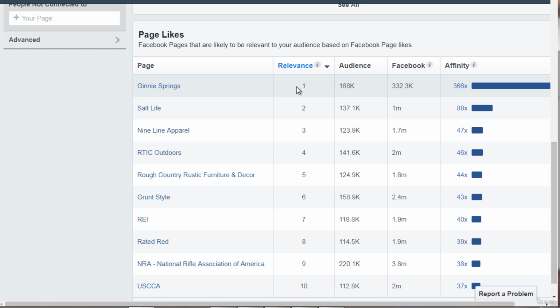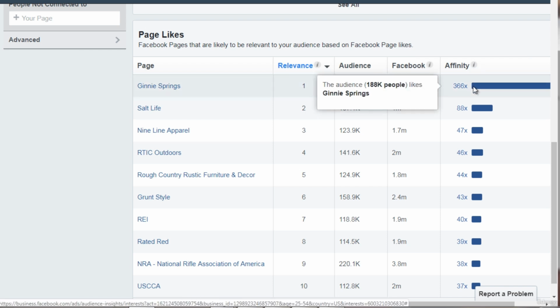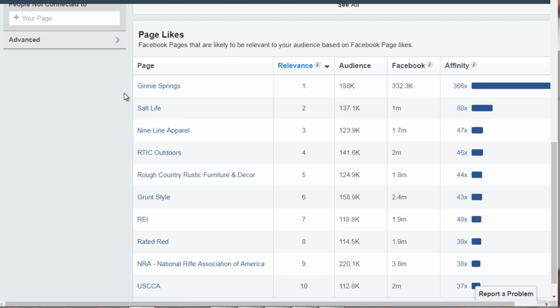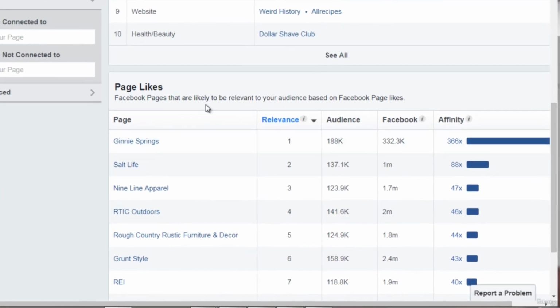Now, what you're going to see here is relevance. Relevance basically means that in relation to scuba diving, how closely are these audiences related? So obviously, the further you get away from that interest, the less close they are. The closer you are to that interest, if that makes sense. So we have affinity level, which basically tells you how close they are to the audience that you're looking for. And the closer they are, the easier it is to target them, right? So it's always good to start with the ones closest to the top.